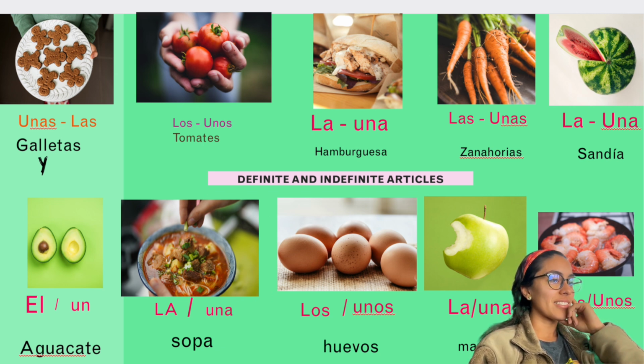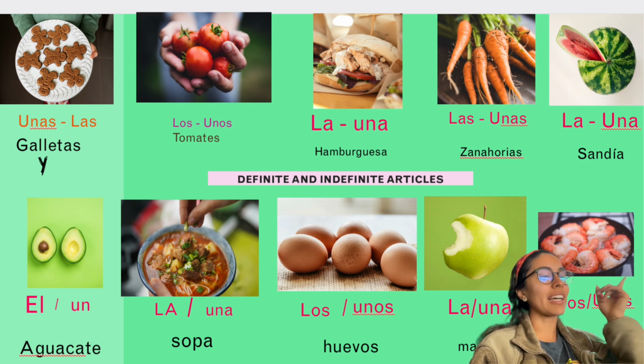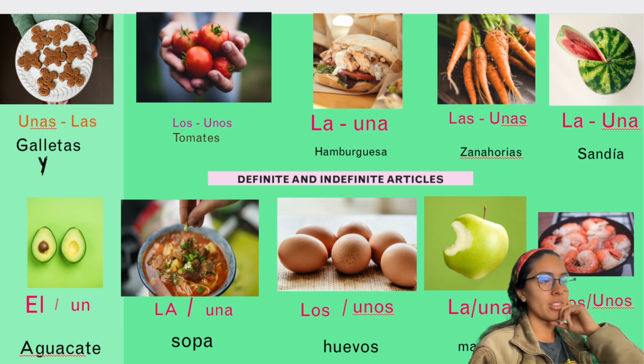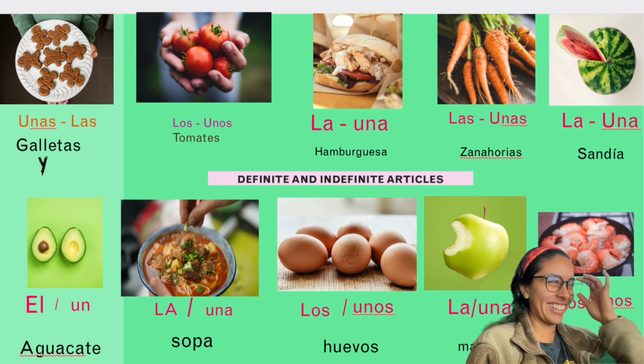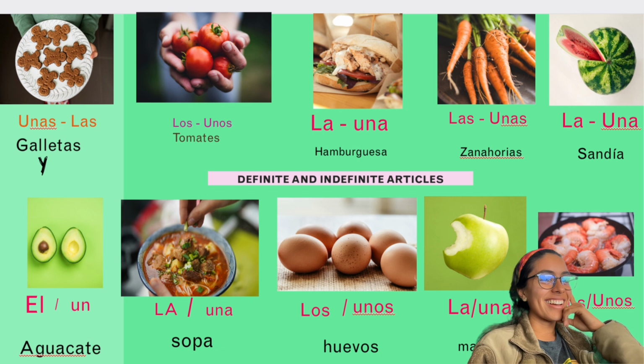Unas galletas, las galletas, los tomates, unos tomates, la hamburguesa. La hamburguesa. Do not sound the H. No H. I love Steve Martin, if you know his video. La hamburguesa, una hamburguesa. Very good. Las zanahorias, unas zanahorias. La sandia, una sandia. Very good. Next one.